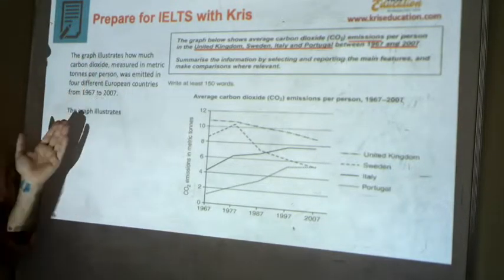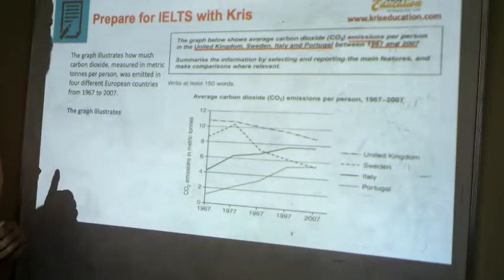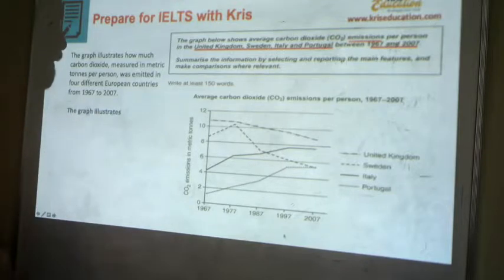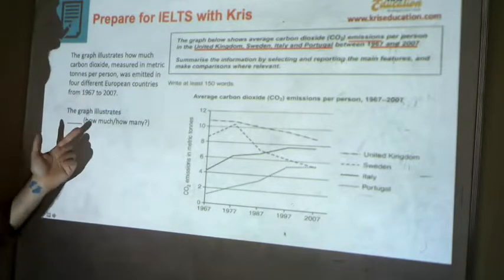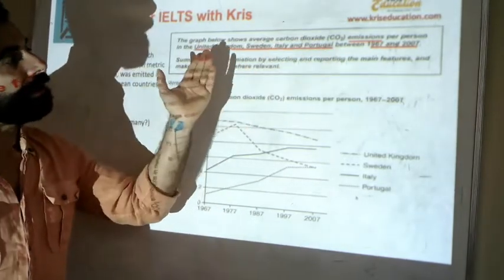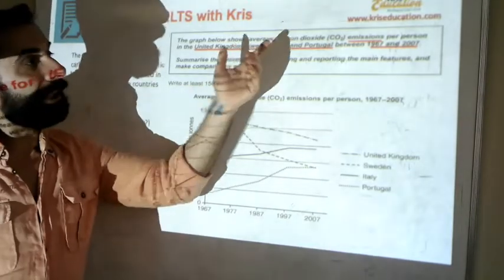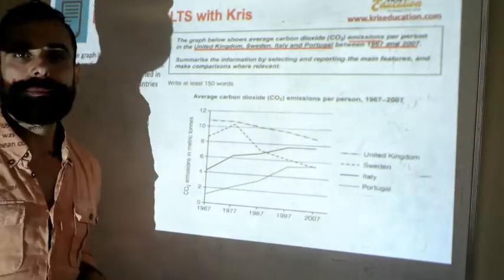So we normally start with something like the graph illustrates, or the graph demonstrates, or the graph shows, something like this. After that, how much or how many? Let's read this together. Here we are talking about carbon dioxide, which is gas. What do we need in this case? How much or how many?